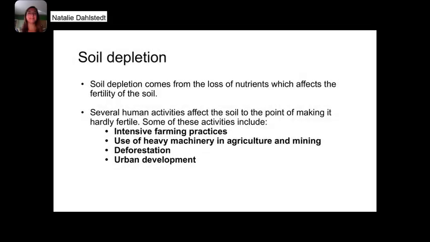Soil depletion kind of follows soil contamination in a sense that depletion comes from the loss of nutrients which affects the fertility of the soil. Now we know that contaminating the soil will have that kind of impact, but there are also several human activities that affect the soil to the point of making it hardly fertile. Some of the activities include intensive farming practices, the use of heavy machinery in agriculture and mining, deforestation, of course, and urban development. Let's all think about this and see what we can do as human beings to prevent this.